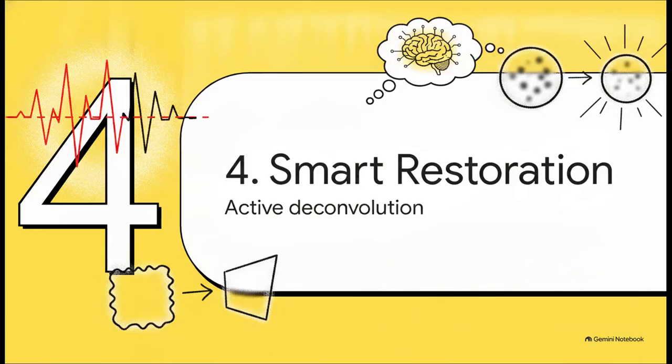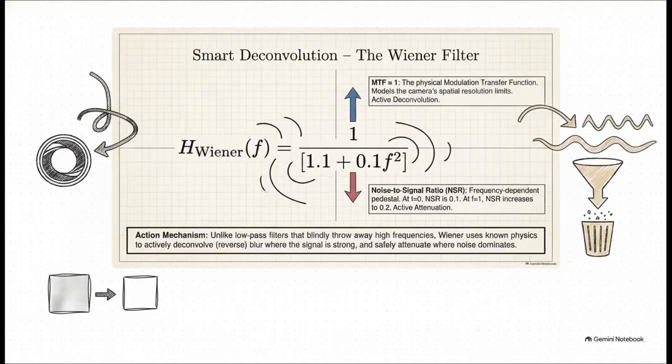All right, Section 4, Smart Restoration Filters, focusing on active deconvolution. What if we want to be a bit smarter than just clumsily chopping off high frequencies? Well, this is where things get really elegant. Meet the Wiener filter. The crucial point of the Wiener filter is that it doesn't just blindly throw away frequencies.